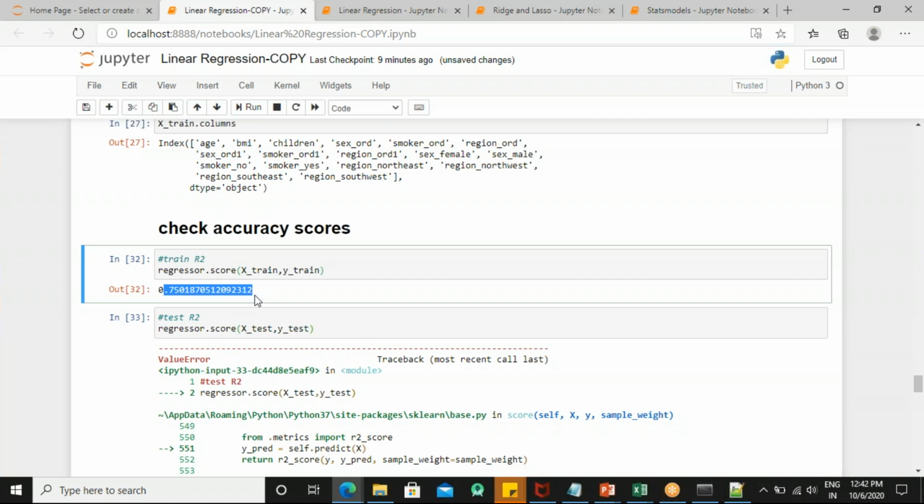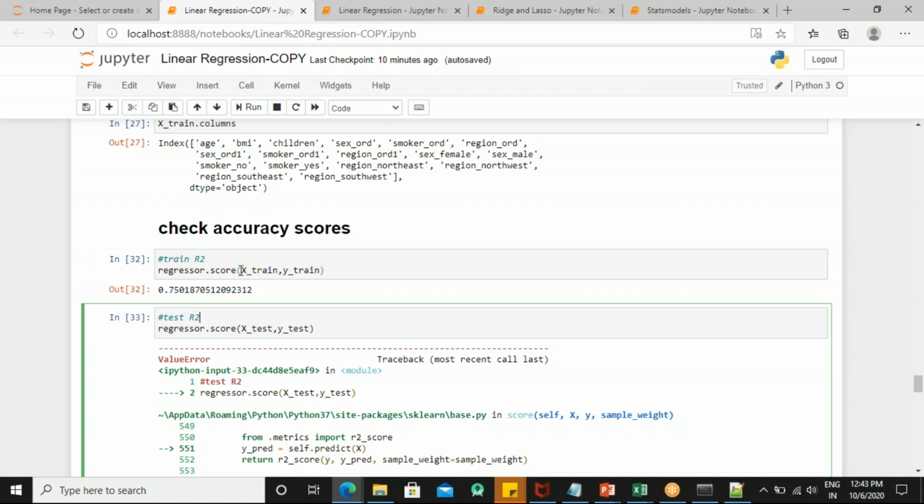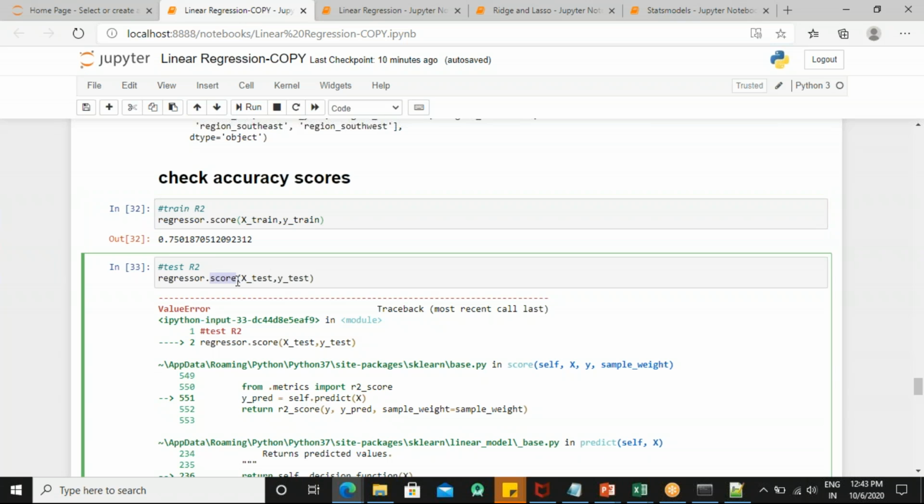We got that 7 definitely. We can try to convert this. We can change the solver or the algorithm SAG, SAGA, right? Which we talked yesterday, or we can move to ridge or lasso. Okay, that is one thing. Now I am trying to score this model using X test and Y test.